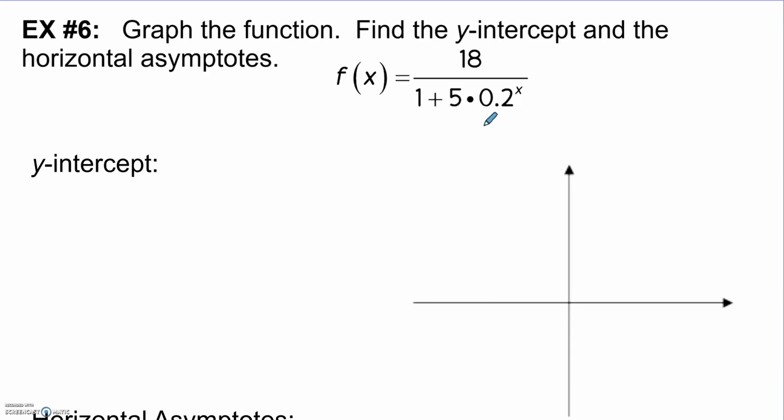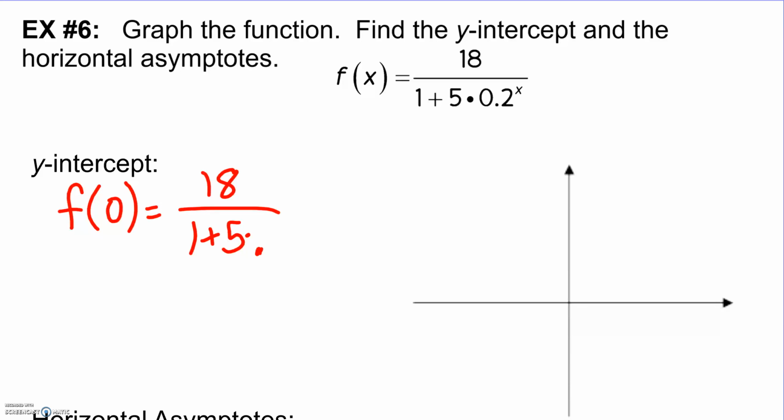So first thing we want to do is find the y-intercept, and this works exactly like finding the y-intercept of anything else. You just plug in 0 for x, and 0.2 to the 0 is, of course, just 1. So really, I just have 18 over 1 plus 5 times 1, which is 18 divided by 6, which is 3. So we have a y-intercept at (0, 3) here.